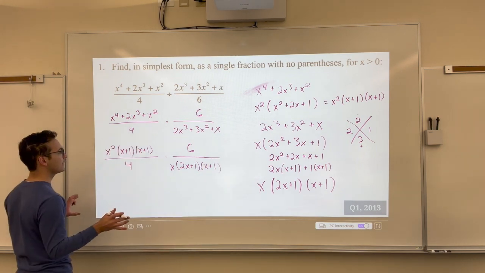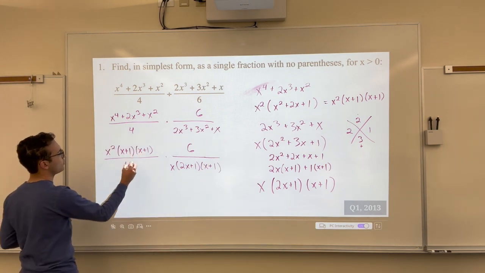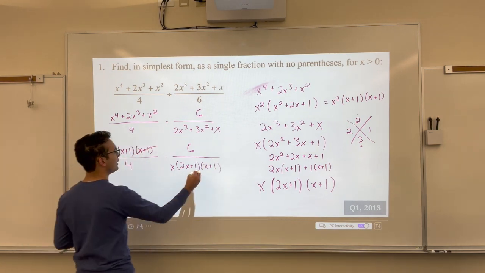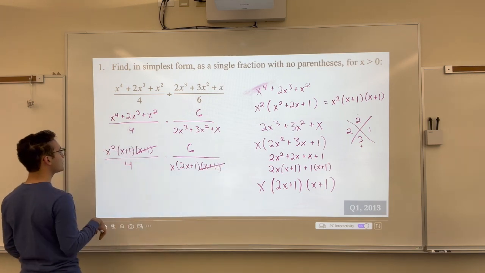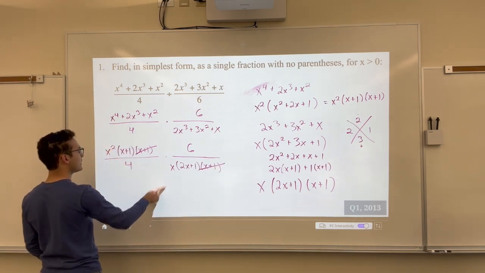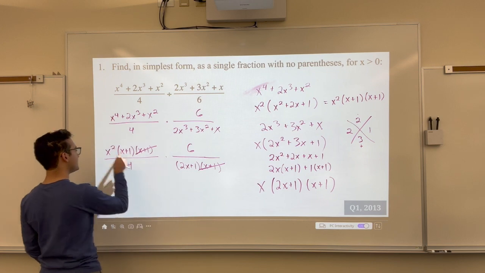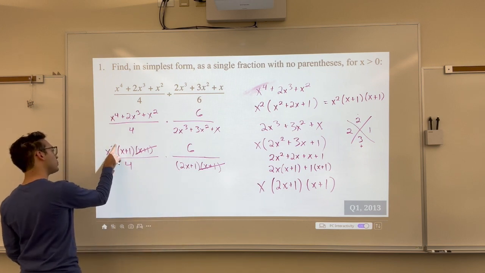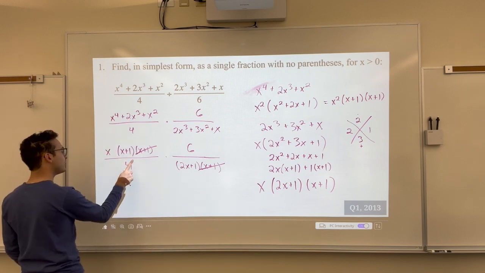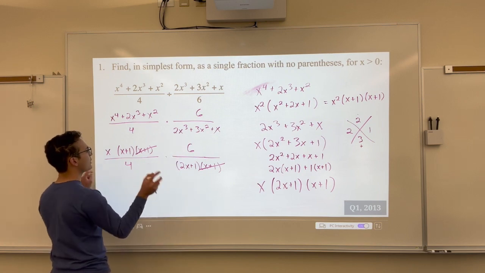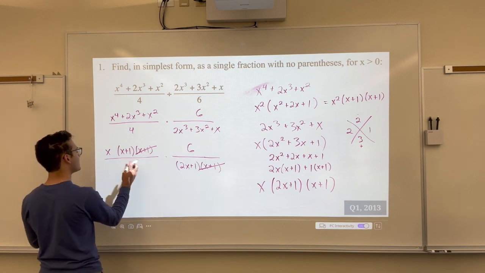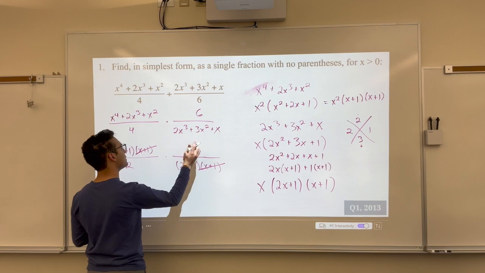Now let's do some simplification. I noticed that an x plus 1 cancels from here, cancels from here. I also noticed that we have an x squared and an x, so we can get rid of this x and decrease this power from 2 to 1. And then finally, I noticed with 4 and 6, we can factor out a 2 from both of those, so I can make this into a 2, and I can make this one into a 3.